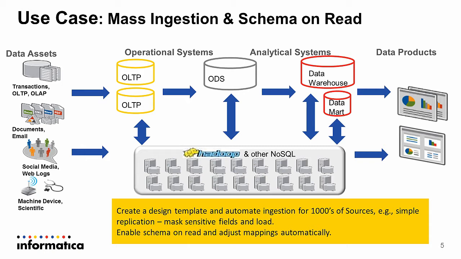Now, what a dynamic mapping template allows you to do is to automate the ingestion process, right? So it's building a mapping once and reusing that same mapping, the same logic, for multiple sources and multiple targets, right?